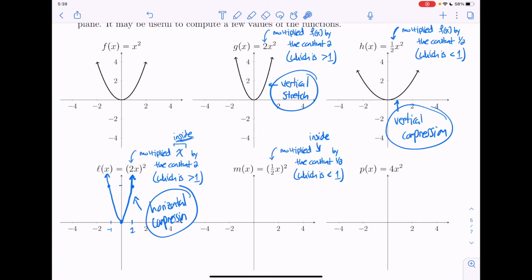So for example, if I were to evaluate this at 4, 4 over 2 is 2, 2 squared is 4. So this becomes my graph. And so this is a stretch horizontally. This is going to be a horizontal stretch.